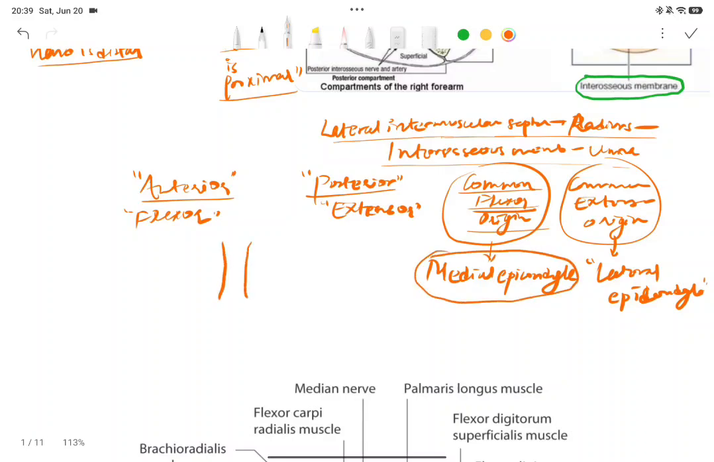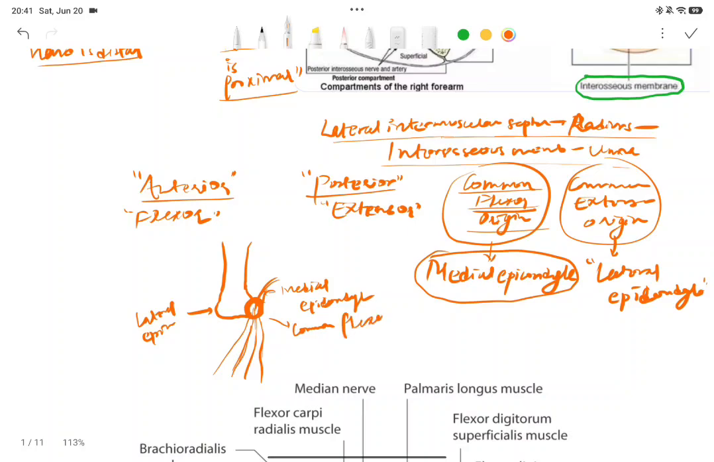If we look at the lower end of the humerus, the medial side is known as the medial epicondyle, and there is a lateral epicondyle. This medial epicondyle forms the common flexor origin because it gives rise to the muscles in the anterior compartment of the forearm. Since it gives origin to the anterior compartment of the forearm, it forms the common flexor origin.